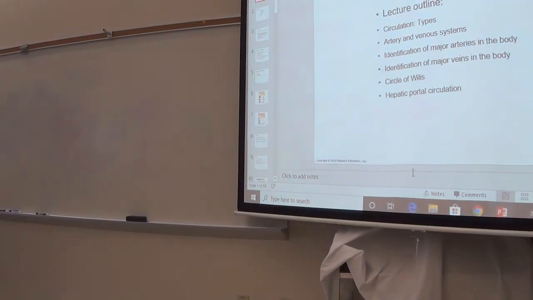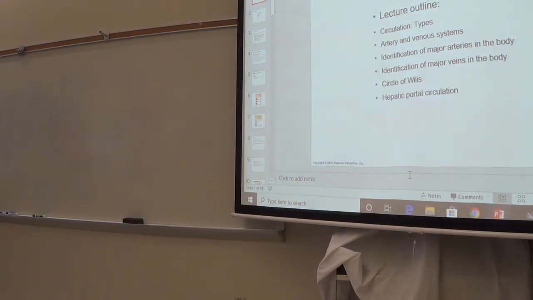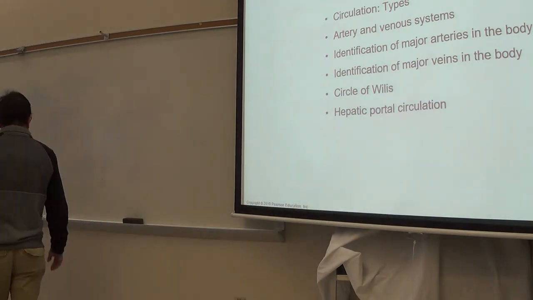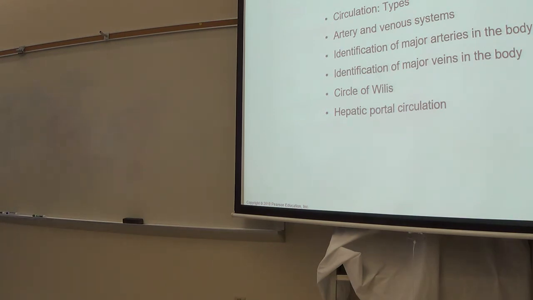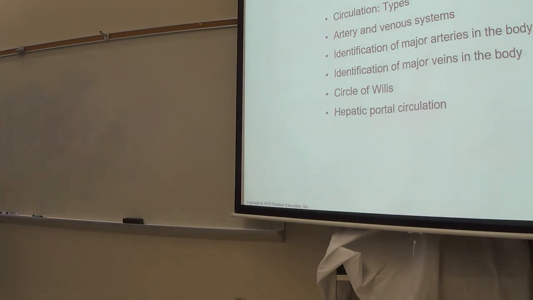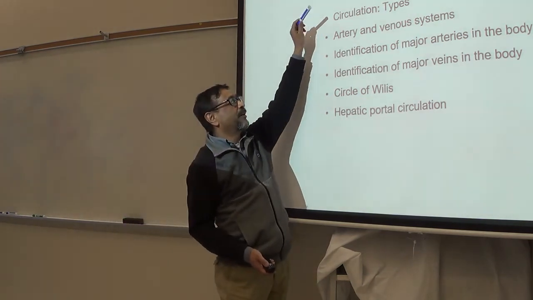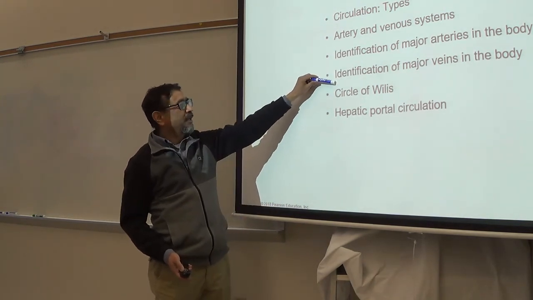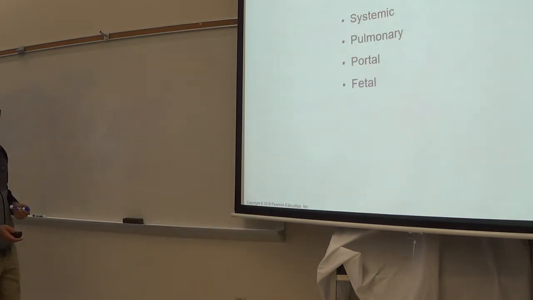Okay, so everybody, today we'll talk about the circulation of blood. In this lecture, we will mainly identify the arteries and veins in the body, okay? We'll talk about the arterial system and venous system. In last class, I talked about different types of circulation. You remember systemic circulation, pulmonary circulation, right? Fetal circulation and hepatic portal circulation. And you have also learned the differences between systemic and pulmonary. So today we'll mostly identify the arteries and veins in the body.